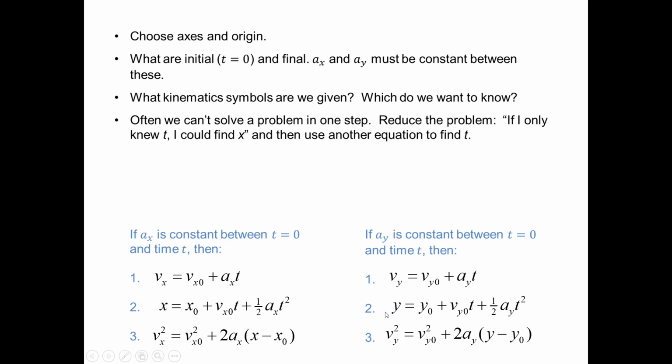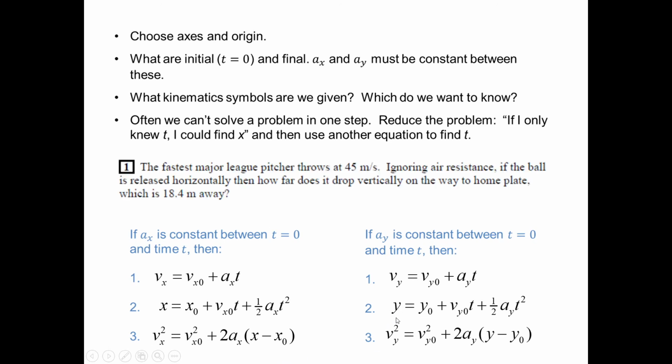Oftentimes, almost always in these kinds of problems, you won't be able to get away with just using one equation and solving it. We'll choose one equation, we'll see an example of this in a second, and say, well, I would be able to solve it if I only knew, for example, t. Then I'd be done. And then I can go over and look at the x information and see, is there some other equation over here that would allow me to solve for t, where I have all the other information? Then I can solve for t and plug it into the first equation and solve for the thing that I'm looking for. So here's an example that we'll do together.